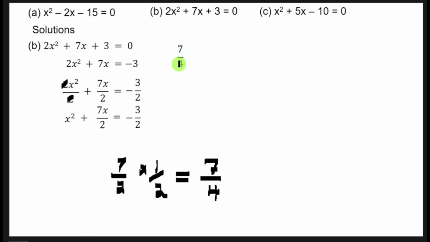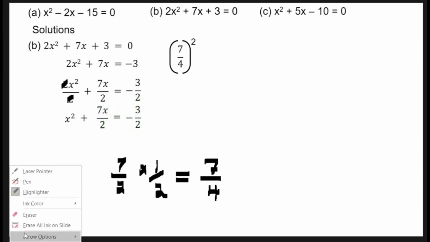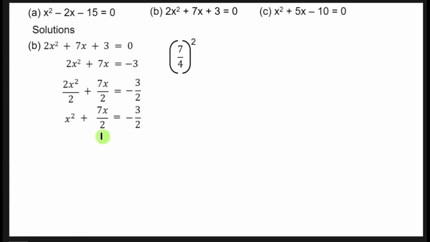Then you should square it now. After you square it, you add it to both sides of the equation. You add to the left side of the equation and also to the right side of the equation. That's what you are supposed to do at this stage. So you say x squared plus 7x over 2 plus 7 over 4 squared is equal to negative 3 over 2. Then you add the same one, which is 7 over 4 squared.